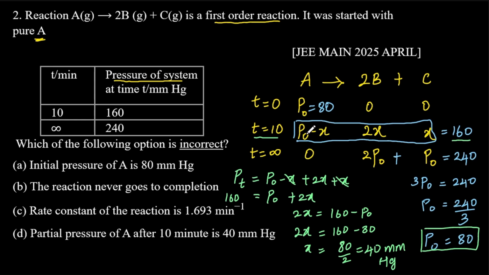So when you substitute this value of x in the partial pressure of A at time 10, then what will you get?